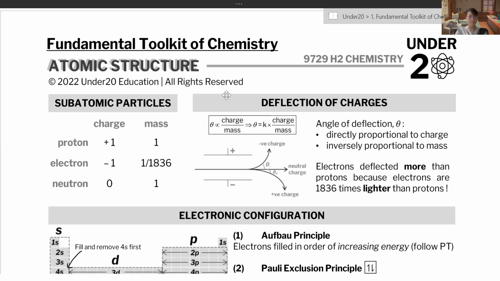So atomic structure, I will not go through the subatomic particles, right? Because you kind of already know this, and you can read this on your own. Just know that the charge values and the mass values here are not actual; they are relative values. Okay. So one of the few popular question types that like to come out is the deflection of charges.